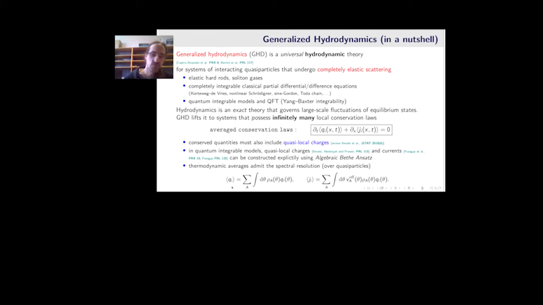So take some conserved charge, and you want to know what is the equilibrium average. It turns out that if you know the thermodynamic quasi-particle content of that model, then you can get this value by simply taking the charge that each quasi-particle species carries and integrating it over the densities of quasi-particles that characterize this particular equilibrium state.